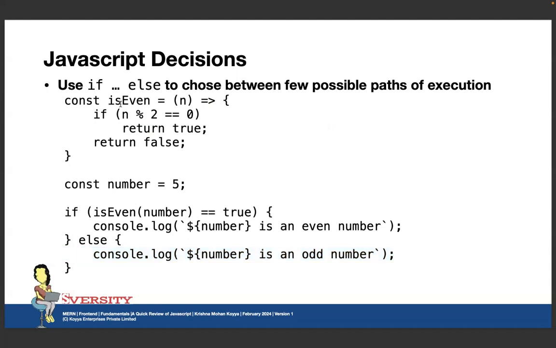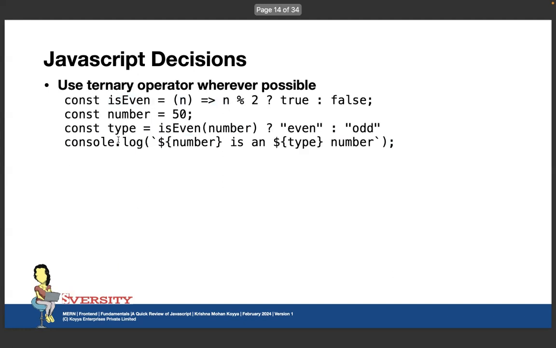Now observe this line of code once again. I'm having isEven, an expression which may return either true or false, depending on which I am doing one thing or the other. Whenever you have that option, go for the ternary operator. So I'm writing the same isEven function once again, slightly differently. I'm taking n as an argument. It is an arrow function.